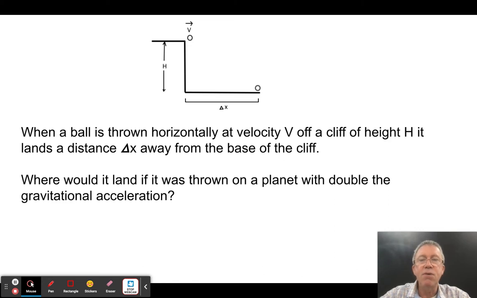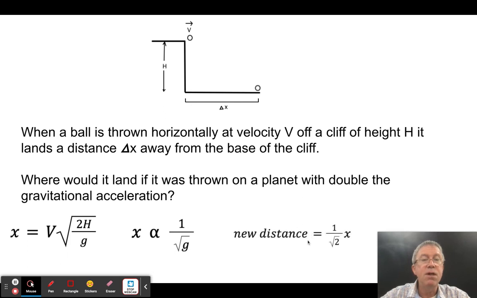Same thing, but now we say, what if it was on a planet where we had double the gravitational acceleration? If you think about it, it's going to fall faster, so it should go less distance horizontally. So again, this is the expression that we've derived. Now we want to say, how is it that x is proportional to g? Well, it's proportional to the reciprocal of root g, right? So therefore, if g gets bigger, x gets smaller by the root of g. So if g is doubled, this should go down by root g, or in other words, it should be equal to 1 over 2 root 2x.